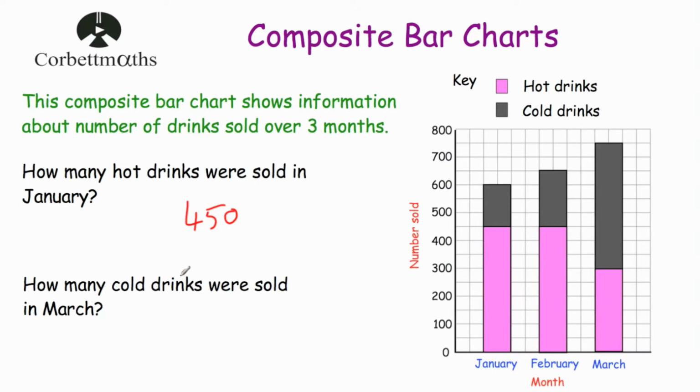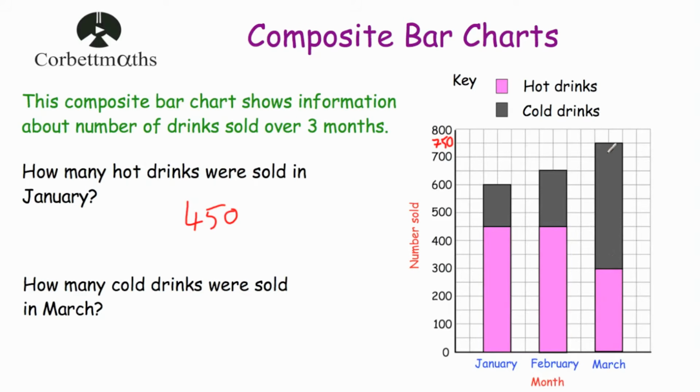So our next question says, how many cold drinks were sold in March? So the cold drinks is the grey section at the top, and we've got March here, this third bar. And we want to know how many cold drinks were sold in March. So we're starting here at 300, and we're going all the way up to here in between 700 and 800. So that's going to be 750 there in the middle.